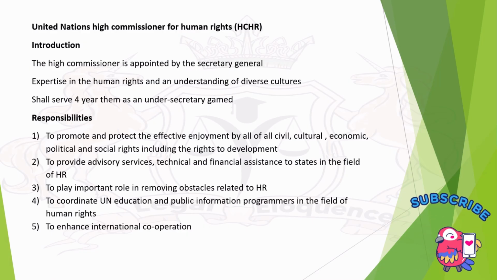United Nations High Commissioner for Human Rights. The High Commissioner is appointed by the Secretary General, with expertise in human rights and an understanding of diverse cultures, and shall serve 4 years as an undersecretary. Their responsibilities are to promote and protect the effective enjoyment by all of all civil, cultural, economic, political and social rights, including the right to development, to provide advisory services, technical and financial assistance to states in the field of HR, to play an important role in removing obstacles related to HR, to coordinate UN education and public information programmes in the field of human rights, and to enhance international cooperation.